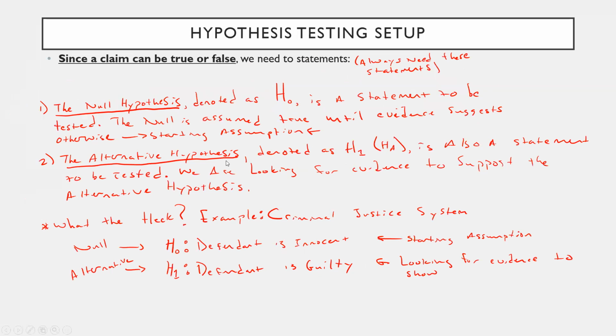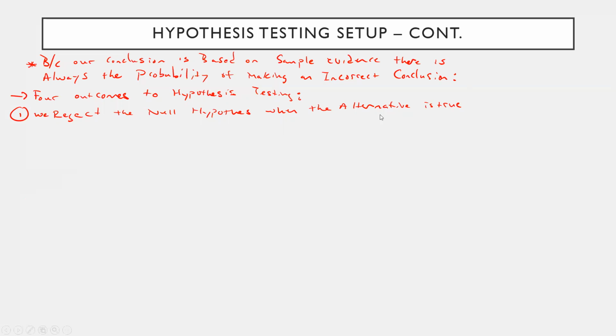So let me go back. We're rejecting the null. We're saying, no way, the person is not innocent. So we're saying they're guilty, when the alternative is true. So we're saying you're guilty when indeed you are guilty. This is a correct conclusion. That's a good thing.